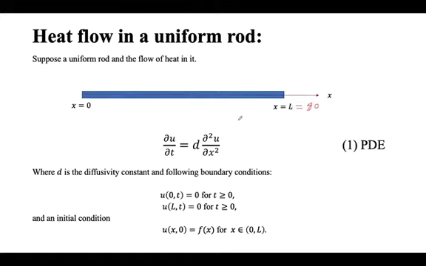The basic equation, the first equation of the heat equation, is this one: the partial derivative of u with respect to t is equal to D, where D is the diffusivity constant, times the second partial derivative of u with respect to x squared. I title it PD1, partial differential equation 1, so that we can reference it in our further slides. And these are the boundary conditions.